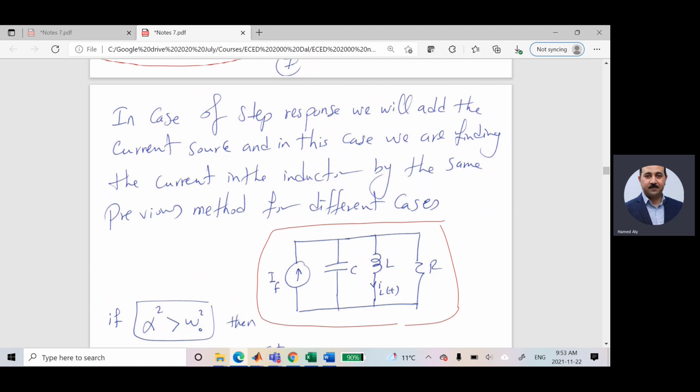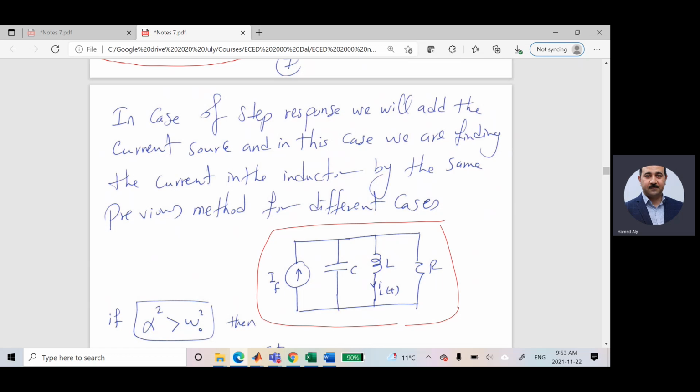Right now, we are talking about step response, and there is a condition to use the equations that I'm going to talk about. This condition is I have a current source connected in parallel. If I have a voltage source, I have to convert it to a current source to be able to use the equations that I'm going to talk about.